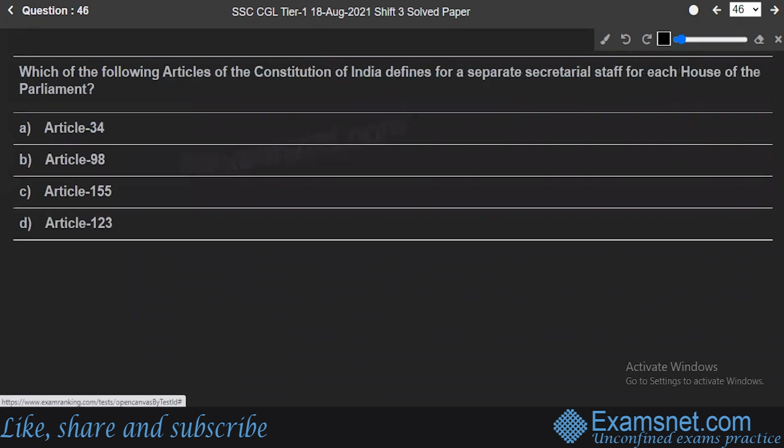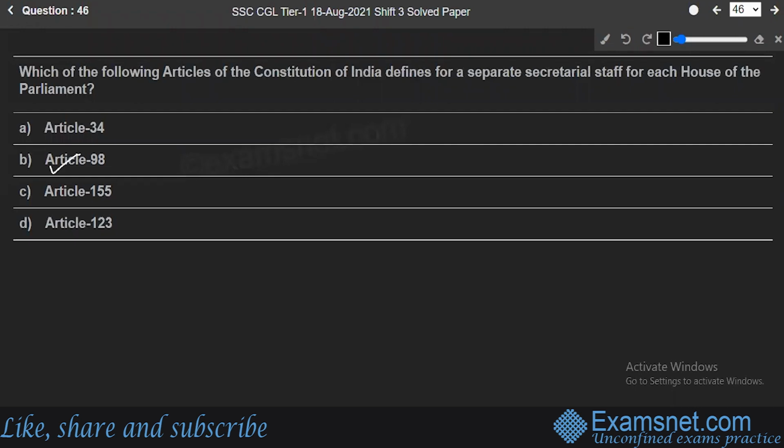Question number 46. Which of the following articles of the Constitution of India defines a separate secretarial staff for each house of the parliament? Is it Article 34, Article 98, Article 155, or Article 123? Well, let's see all the articles one by one. First of all, the answer to our question is Article 98.